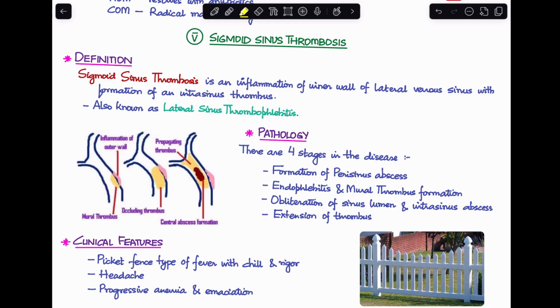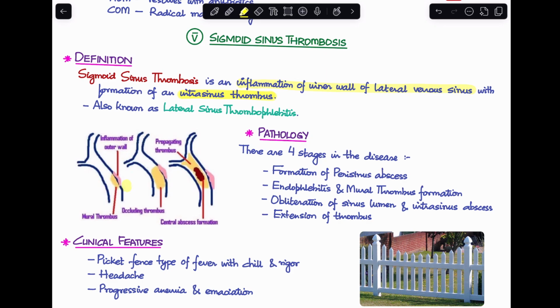So, sigmoid sinus thrombosis is an inflammation of the inner wall of the lateral venous sinus with the formation of an intrasinus thrombus. And this is also known as lateral sinus thrombophlebitis. So, what essentially happens here is, first of all, the outer wall.